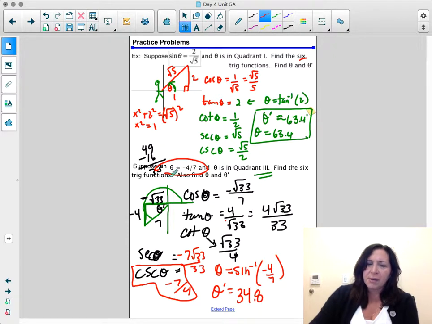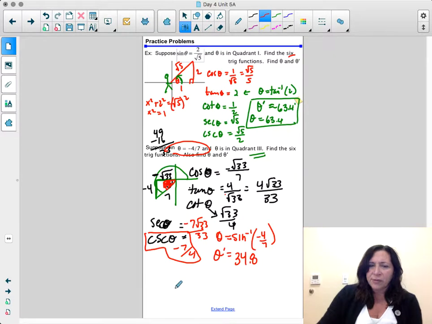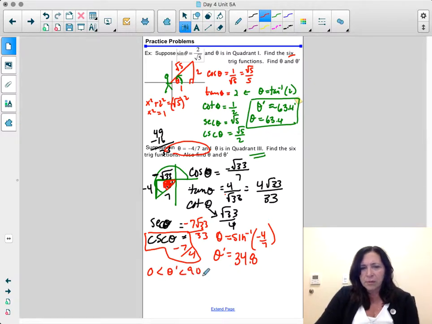But you need to remember that what you just found was this angle right here. That angle is your 34.8 degrees. Reference angles are between 0 and 90. More than 0, less than 90. Can't be negative. So my reference angle in this problem is about 34.8.